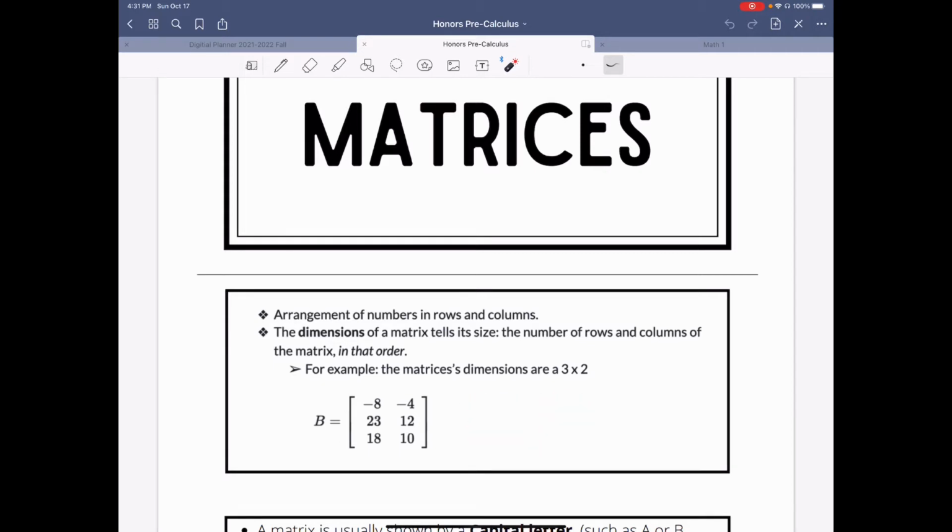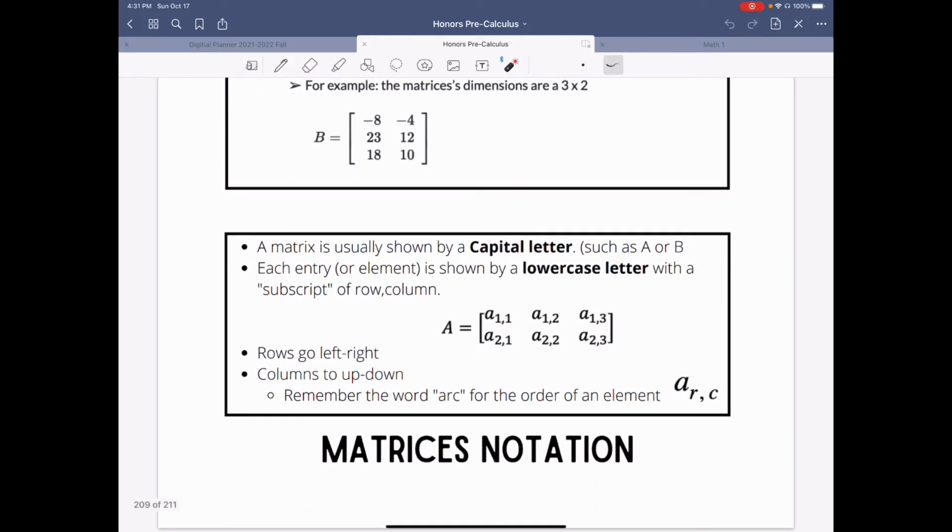Okay. Now, there's a few more notations that we're going to talk about. If you have a matrix, like I said, it's shown by a capital letter. Could be A or B. It really could be anything. And each entry, or we call it an element, is shown by a lowercase letter and has a subscript of the row and column. So if I say I want to find A11, that's row 1 and column 1. Or if I have A12, that's going to be row 1, column 2.